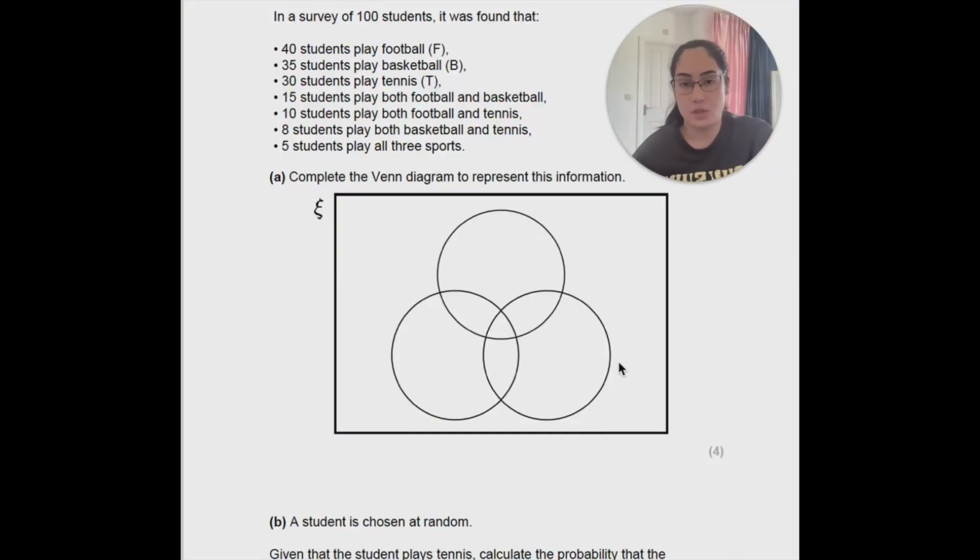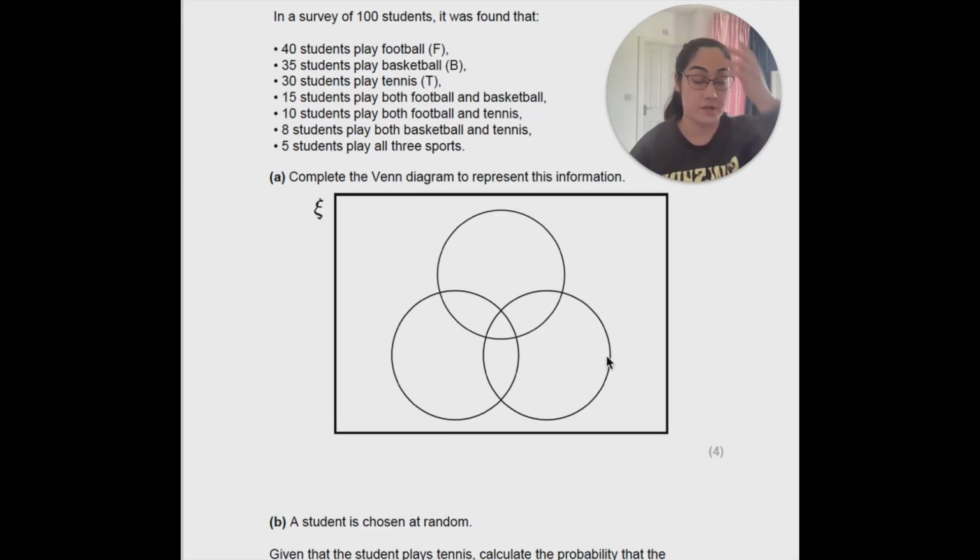Instead of 100 students, it was found that 40 students play football, 35 play basketball, 30 play tennis, 15 play both football and basketball, 10 students play both football and tennis, 8 students play both basketball and tennis, 5 students play all 3 sports. Complete the Venn diagram to represent this information.